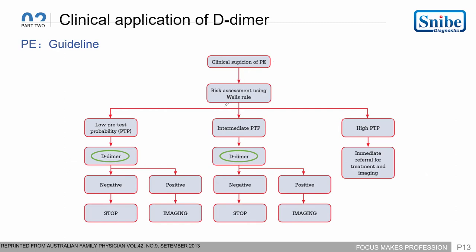If the risk assessment shows the pre-test probability is intermediate, then a negative D-dimer stops any further treatment, and a positive one is also recommended for imaging. For high PTP, that's pre-test probability, that's an immediate referral to treatment, and imaging should be considered according to these guidelines from the Australian Family Physician journal, on the basis of clinical suspicion of pre-test probability: low, intermediate, and high probability.